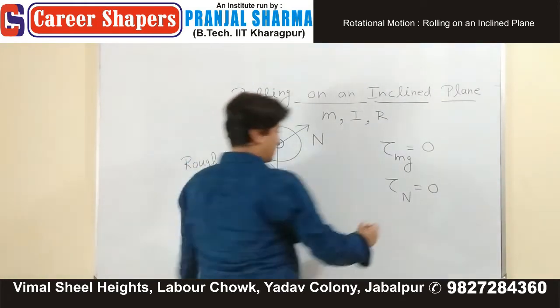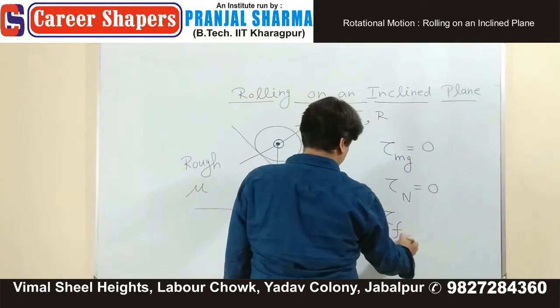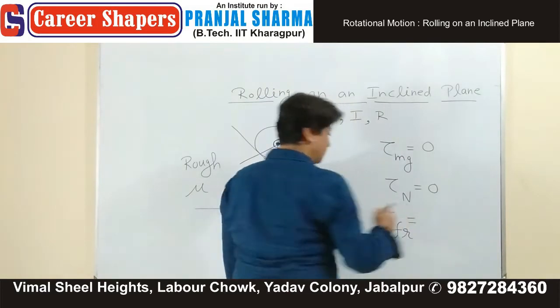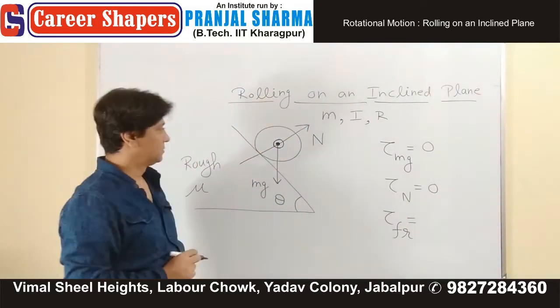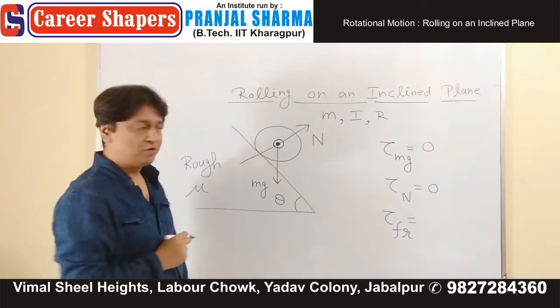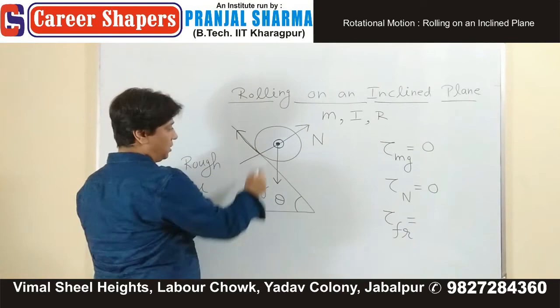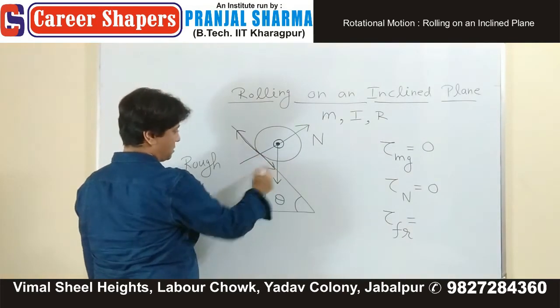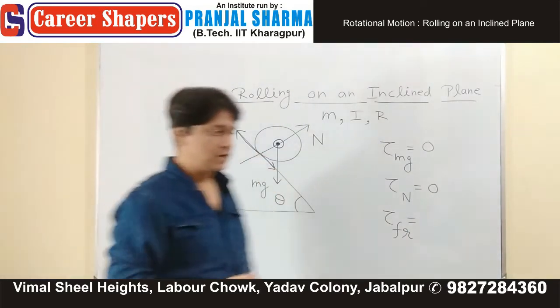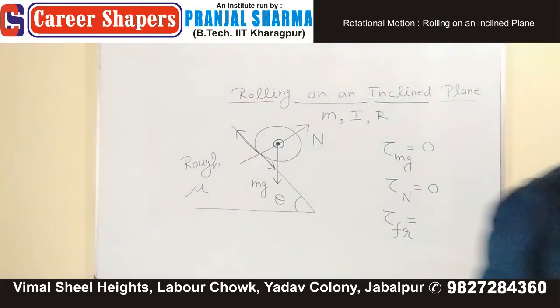Rotation is being developed with the help of what? Friction. So what is the direction of friction? Is it up or is it down? What do you think is the direction of friction? Is it up or down?